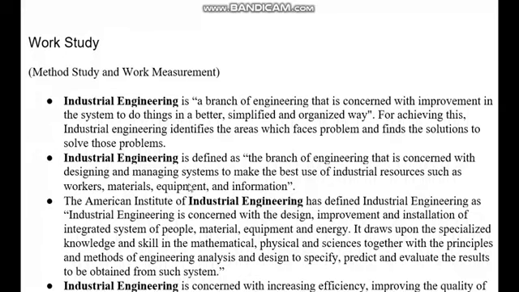So these are the resources that a person has at his disposal in the industry. This branch of engineering is concerned with designing and managing systems which will make the best use of those resources. How can the best use of workers be done? The least number of workers or man hours required to complete one job. That is what you have to find out through industrial engineering.